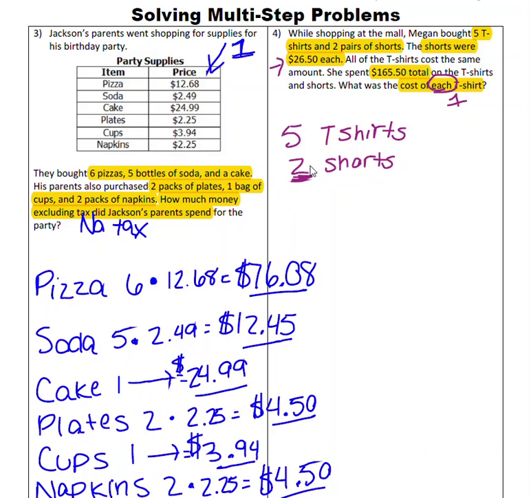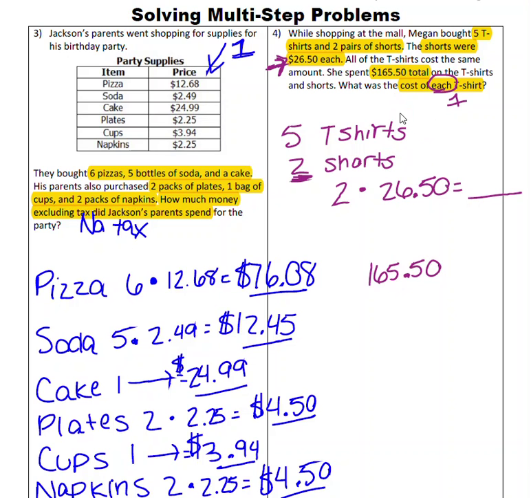Well, if I take the 2 pairs of shorts and I multiply it by this $26.50, that will give me the price of all the shorts. And then I can use that to figure out the cost of the shirt. So I'm going to take the shorts, which is 2, and multiply it times their price, $26.50. And then whatever that answer is, that's going to help me with the total of $165.50, because that's the shirts and the shorts together. But I just need to know the shirts.